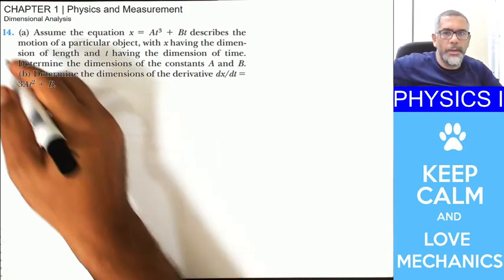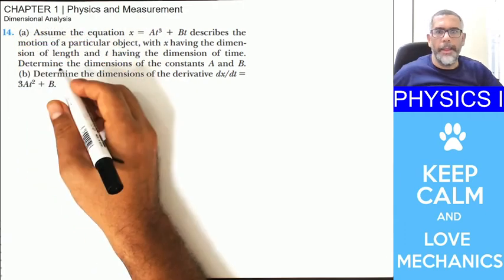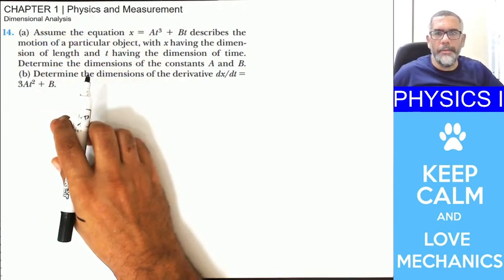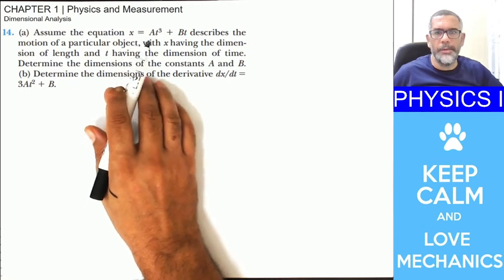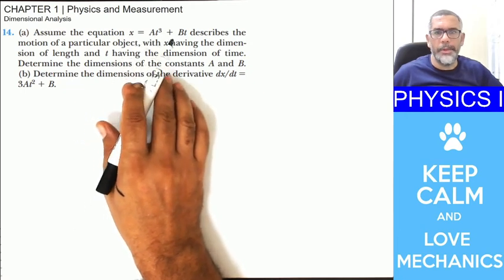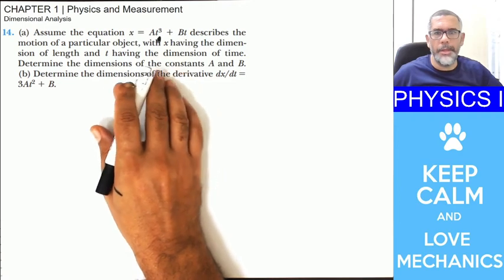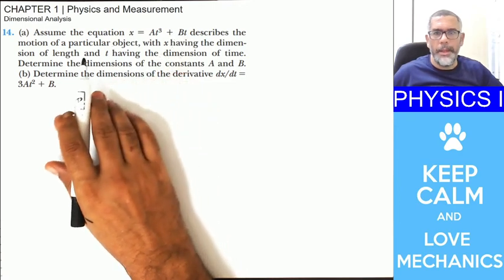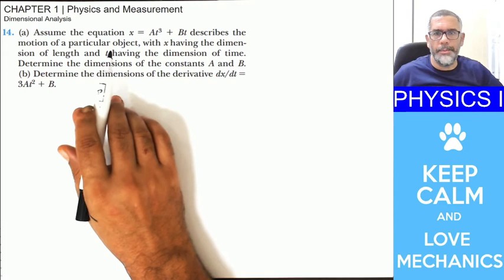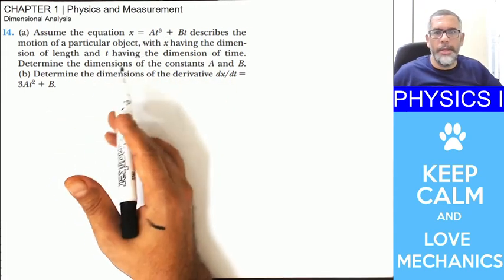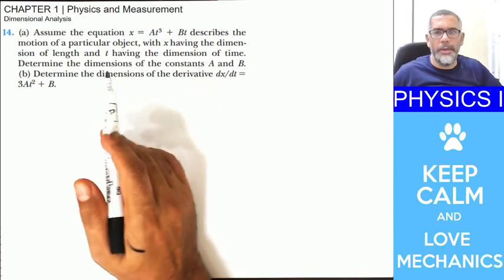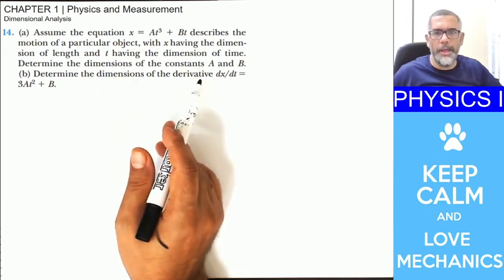All right. So question number 14, chapter 1. We have again an equation which is x is equal to a t cubed plus b times t. These a and b are some constants. It describes the motion of a particular object, with x having the dimension of length and t having the dimension of time. Determine the dimensions of constants a and b.